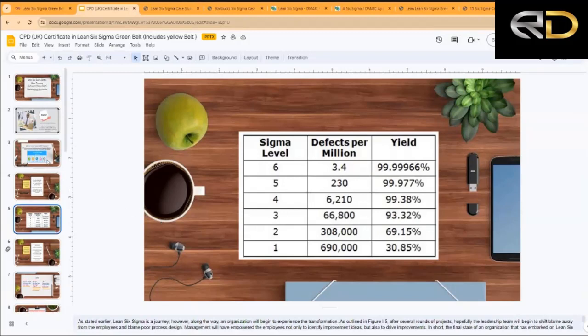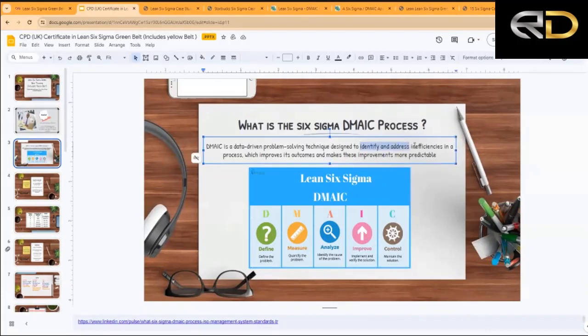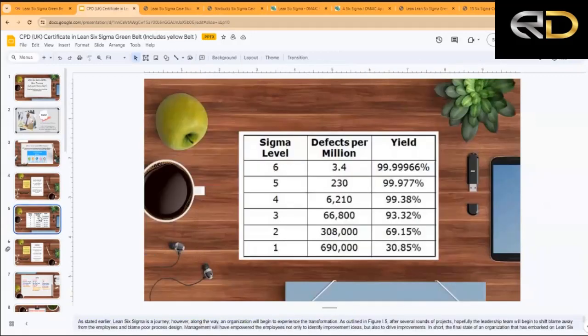And then I'm going to show you how to do it in 5 simple steps. I'm going to start from define, measure, analyze, improve, and control, so that you know how you can identify and address these inefficiencies in any context, in any way.